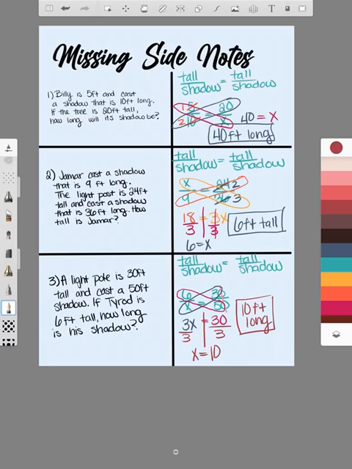All right, so pretty simple. Again, we're just setting up proportions. I use tall over shadow is equal to tall over shadow. The big thing here is to make sure that you put the correct value in the correct spot. That way you end up with the right answer. You could do shadow over height or shadow over tall, or however you want to label it. Just make sure that those two labels are matching.